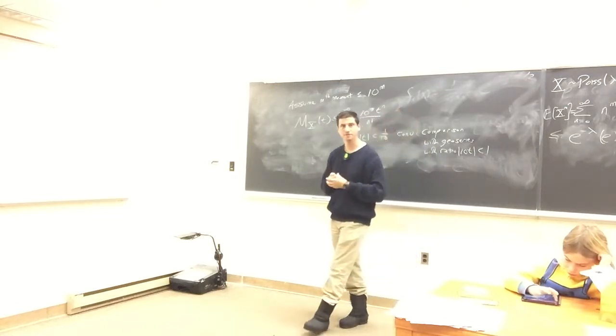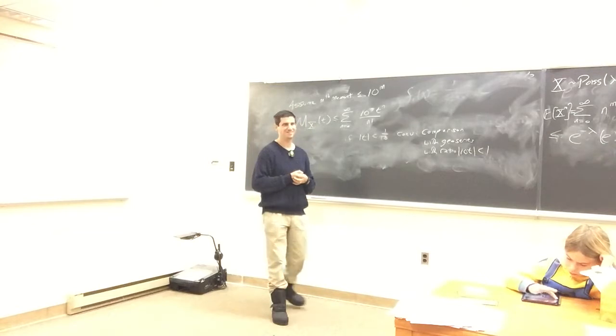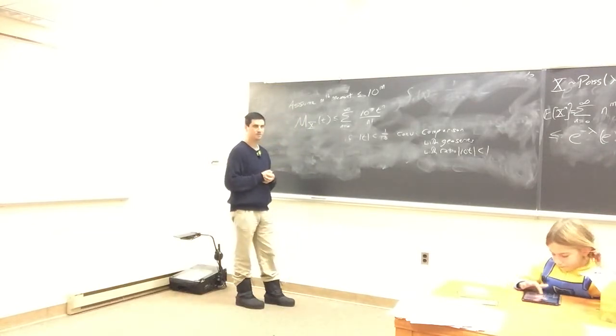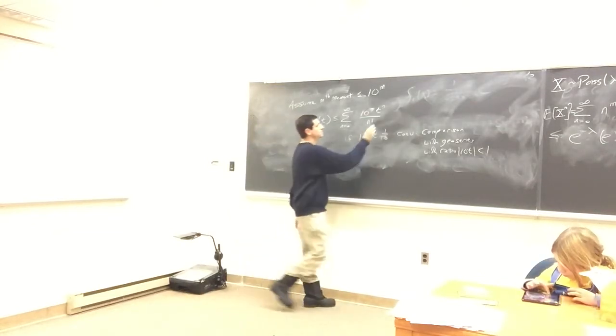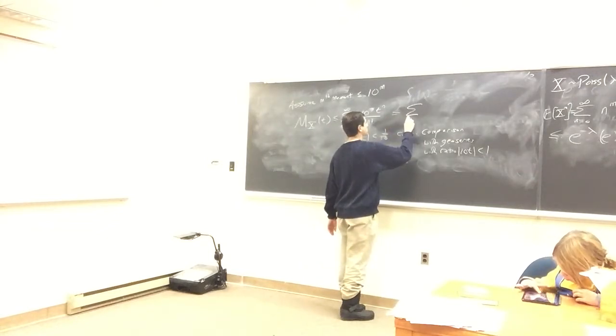Can we do better? Okay, how can we do better? Well, if you pick any fixed t, you have 10 to the n, and then you know n factorials eventually get bigger than 10t.